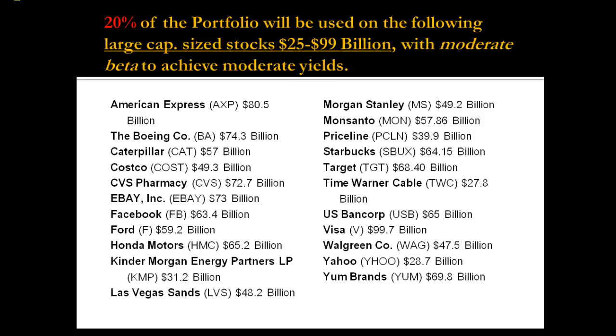And then you would have 20% of the portfolio in a market cap range of, let's say, 25 to 99 billion with moderate beta. Moderate beta risk would achieve moderate yields. So if they want to go a little bit more aggressive, they would push the beta even higher and stick to smaller cap companies. Not small caps, but smaller than, let's say, the 100 billion market cap threshold. Companies like American Express, CVS, Facebook, Ford, US Bancorp, Visa, still solid companies, but fairly smaller in size.